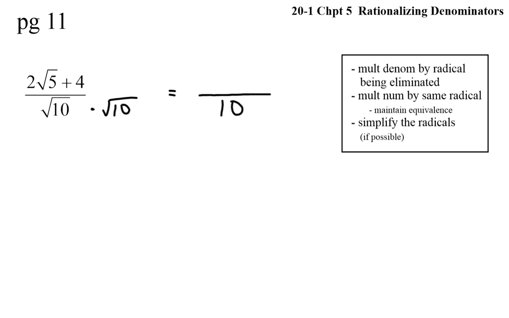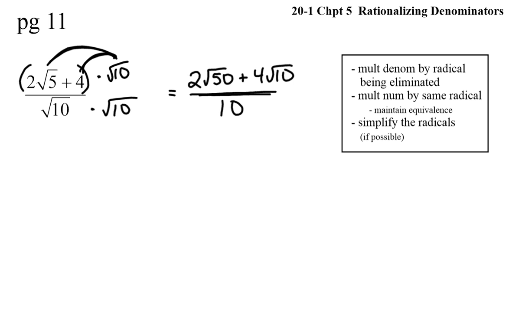The radical has disappeared. But what we have to be careful of is when we multiply the root 10 to the numerator now, we have two terms there. Make sure the root 10 multiplies by both those terms. I can't multiply just part of it by root 10. I have to make sure every term gets multiplied by that root 10. So we get left with 2 root 50 plus 4 root 10. And all of that is over 10.